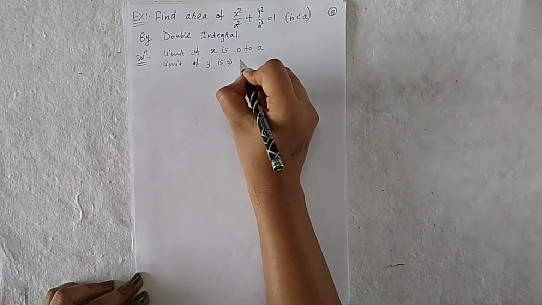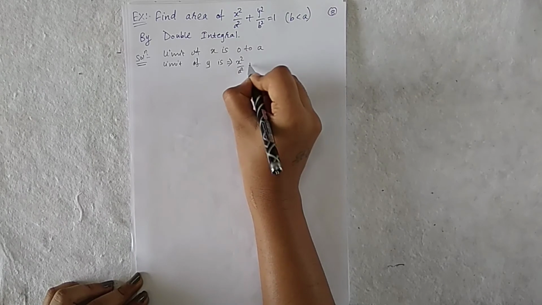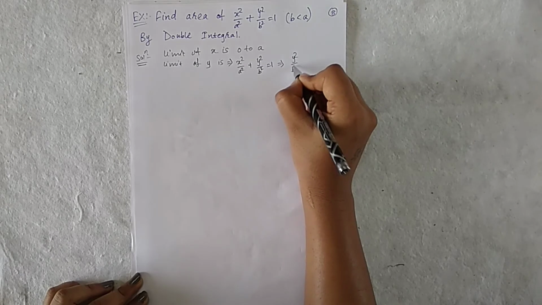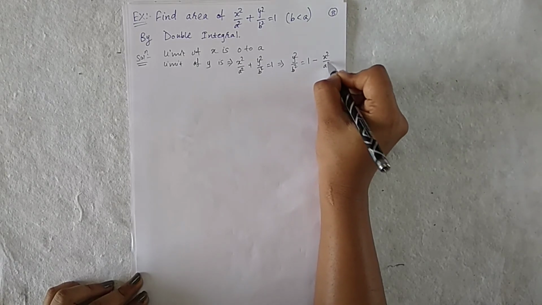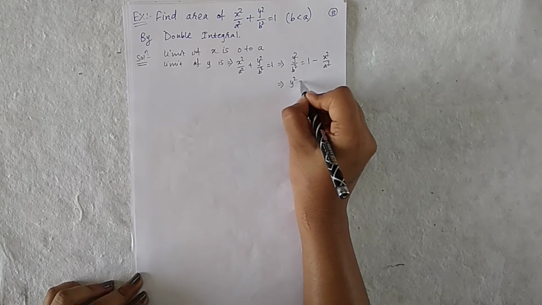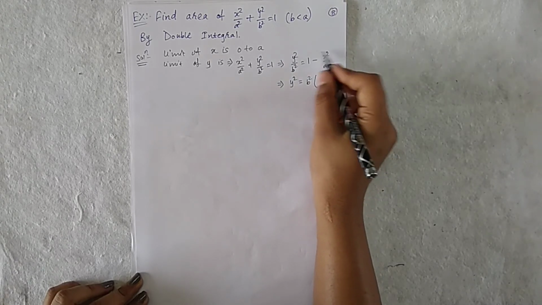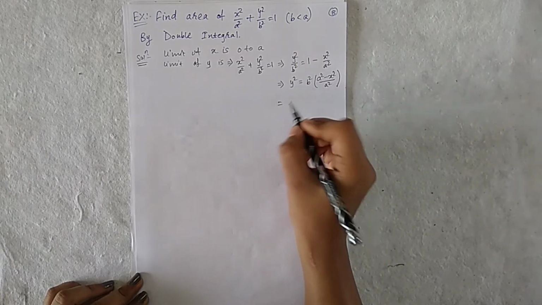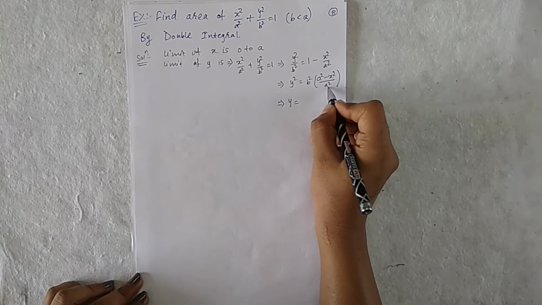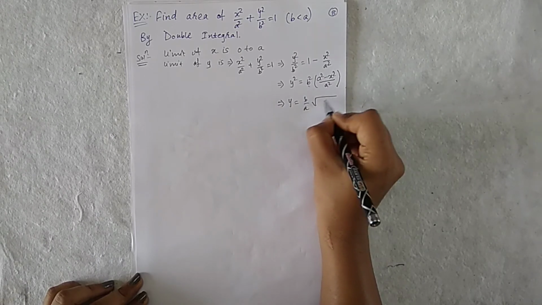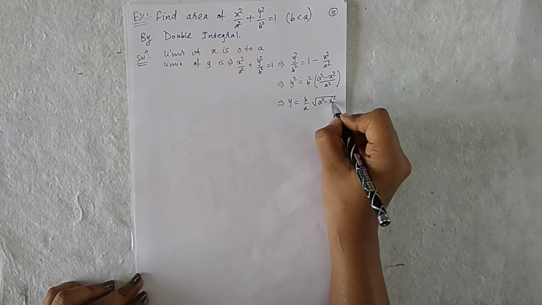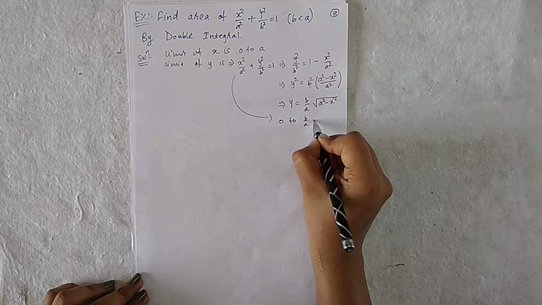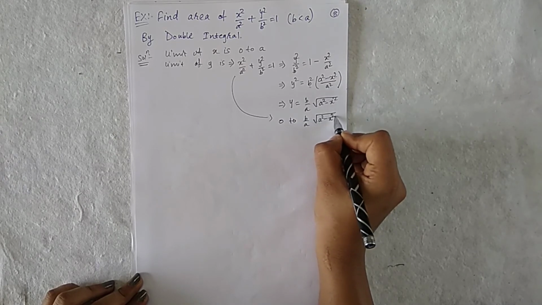we find from here. So x square by a square plus y square by b square is equal to 1 implies that y square by b square is equal to 1 minus x square by a square. So y square is equal to b square into a square minus x square upon a square. Take the square root, so y is equal to b by a, square root of a square minus x square. So the limit of y is 0 to b by a square root of a square minus x square.